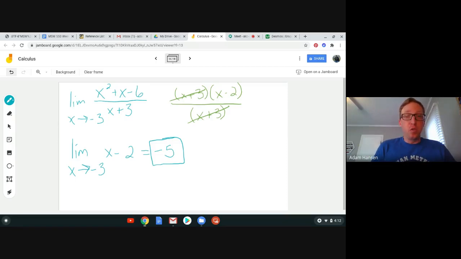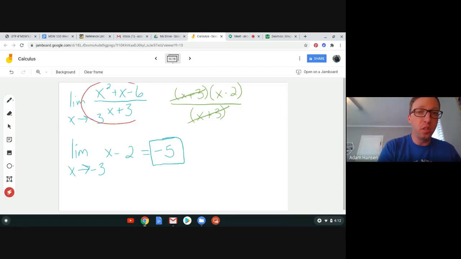We went ahead and used factoring to simplify this function to get to a new function that agrees with the original given one at all but one point. Here I couldn't plug in negative 3. The function's undefined. Here I can. So now I can use direct substitution and evaluate my limit.